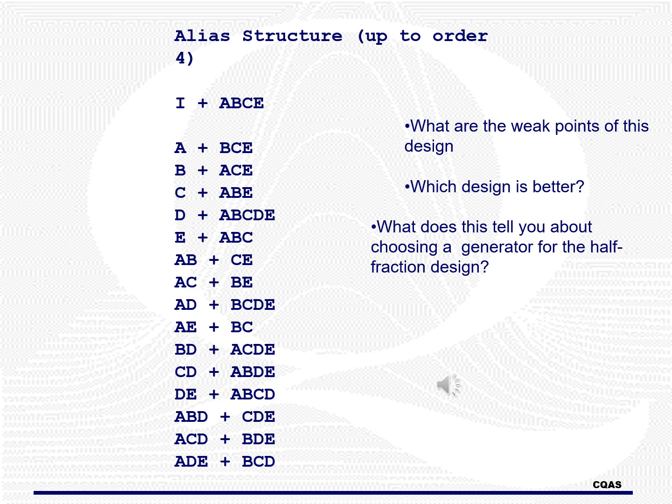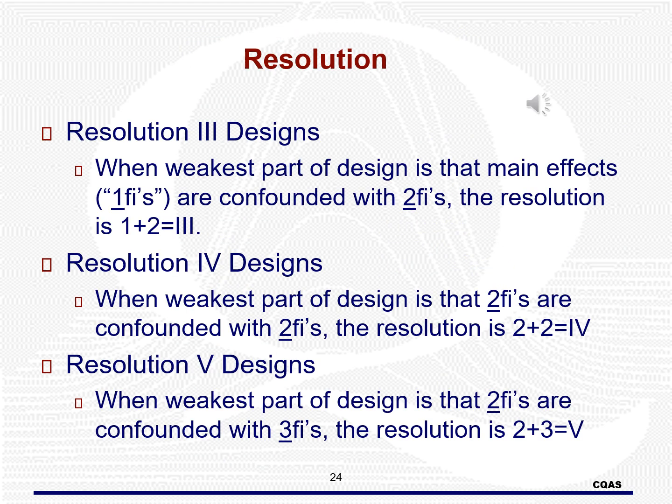We will look at something called design resolution. The resolution of the design tells us the weakest parts of the design. A resolution III design is one in which main effects are confounded with two-way interactions. It is usually used for screening designs and when resources are quite scarce. I would not recommend using a design with resolution less than III.